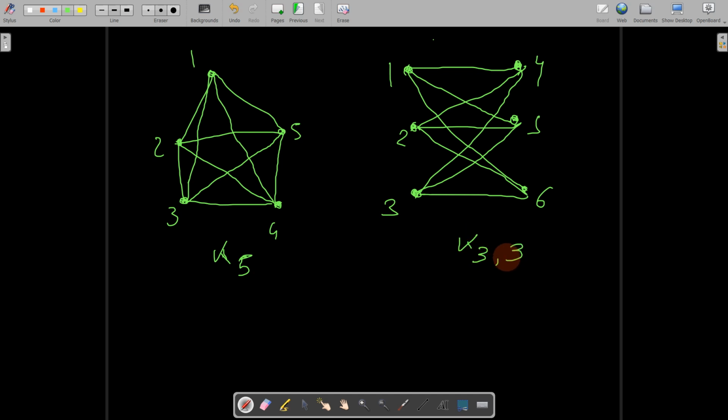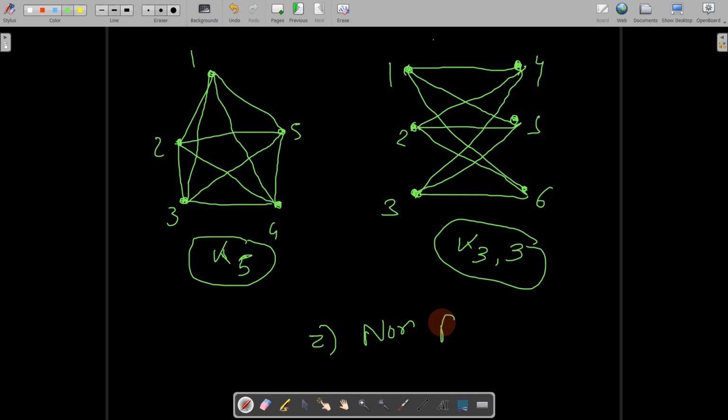Kuratowski's theorem says that any graph, if it is homeomorphic to either K5 or K33, then you can conclude it is definitely non-planar, because these two famous non-planar graphs cannot be drawn on a sheet of paper with no edges crossing each other. Okay, what is the meaning of homeomorphic? Let us see in easy terms.